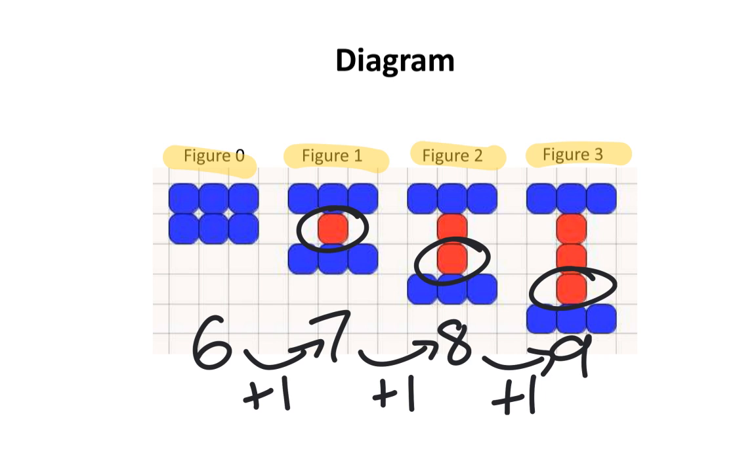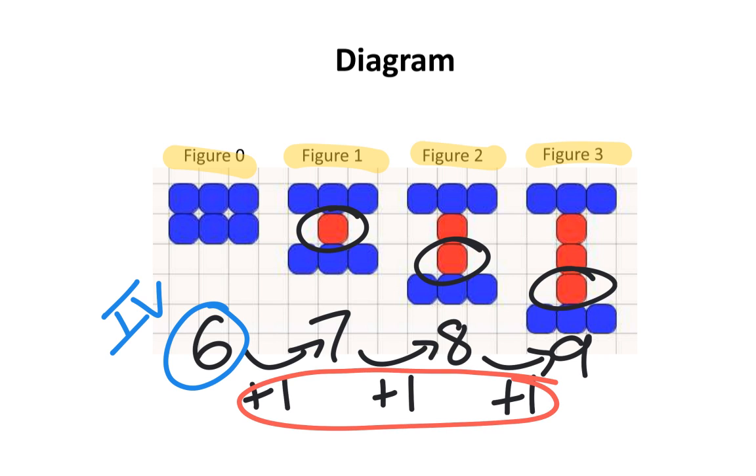Well, the initial value is the initial number of blocks that you start with. So 6 would be the initial value, whereas positive 1 would be the rate of change.